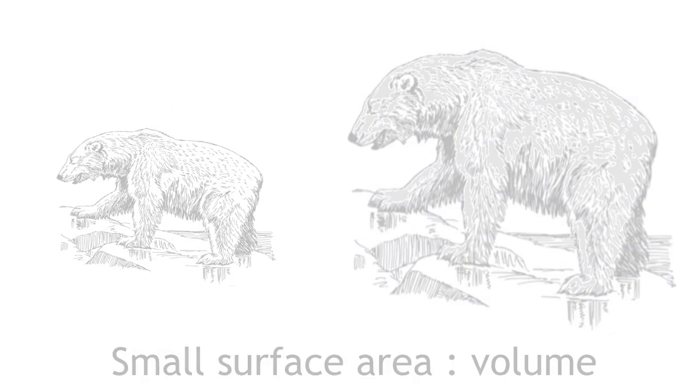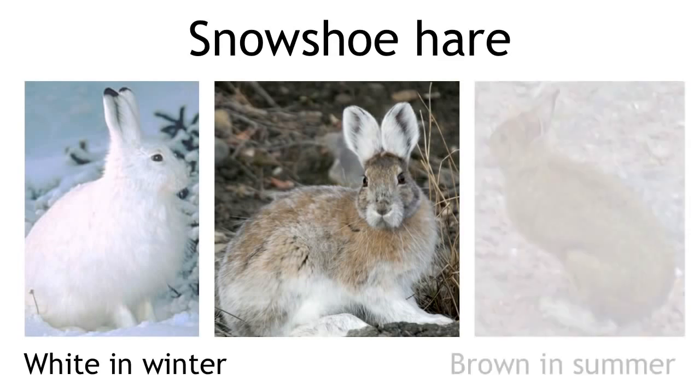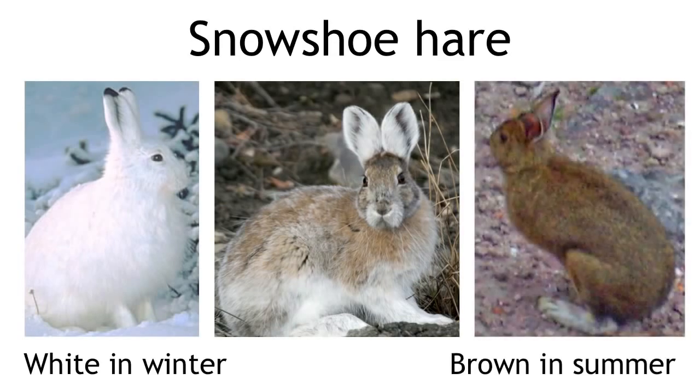Another interesting example of an adaptation is the fur of the snowshoe hare, whose fur changes colour. It is white in the winter to hide in snow, and brown in the summer to camouflage in grass.